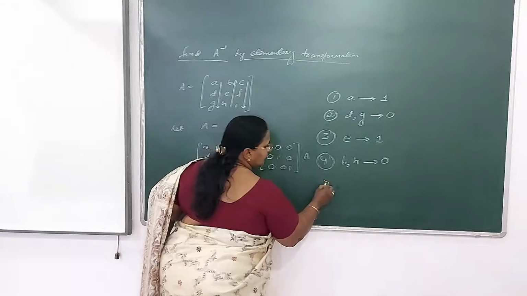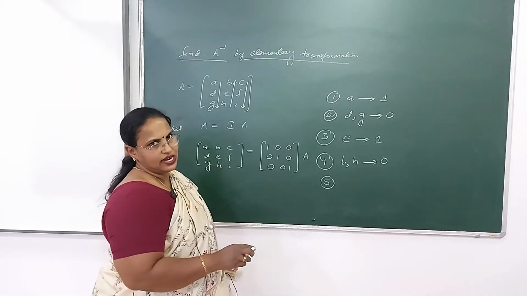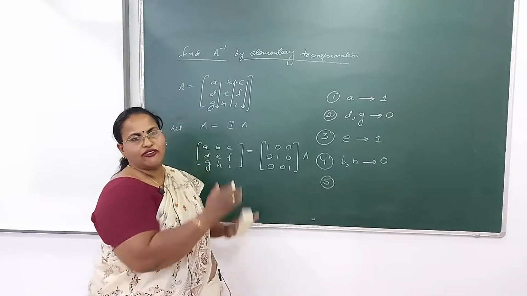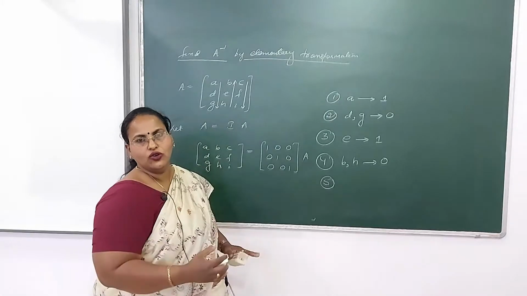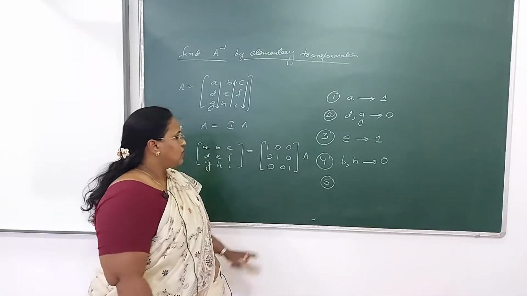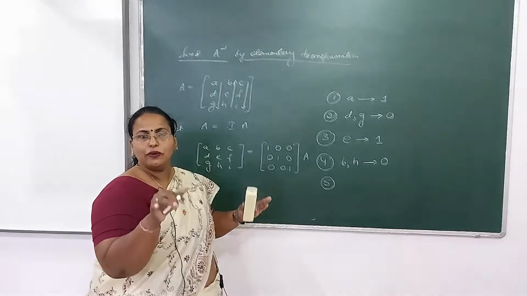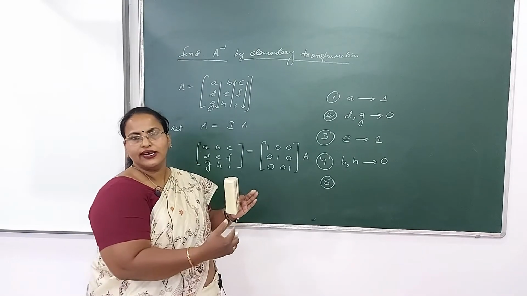Then the fifth step is, after these 4 steps, you will find that the first column and the second column are ready. The first column is 1 0 0, the second column is 0 1 0. Now only the third column is left over, which you have to arrange. So the fifth step will again use the same technique. You will make the diagonal element 1 and then convert the non-diagonal elements to 0.